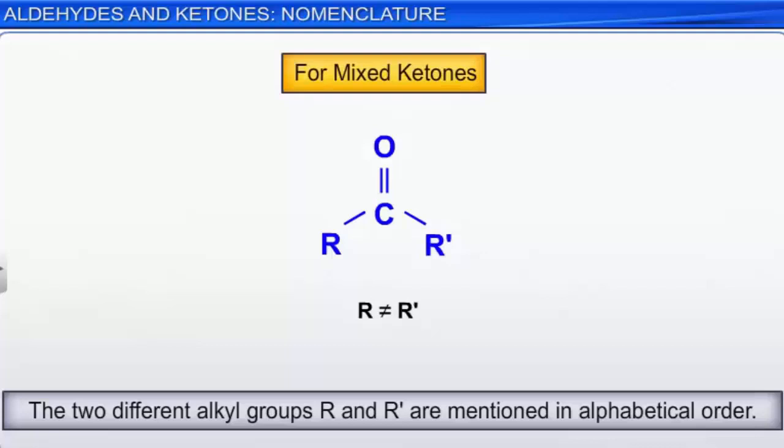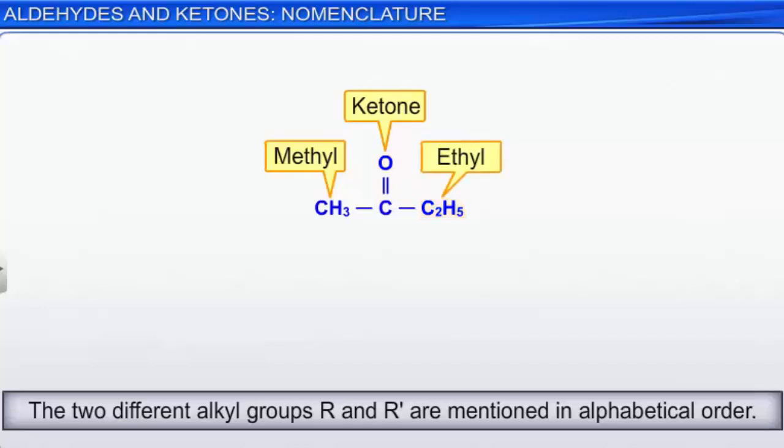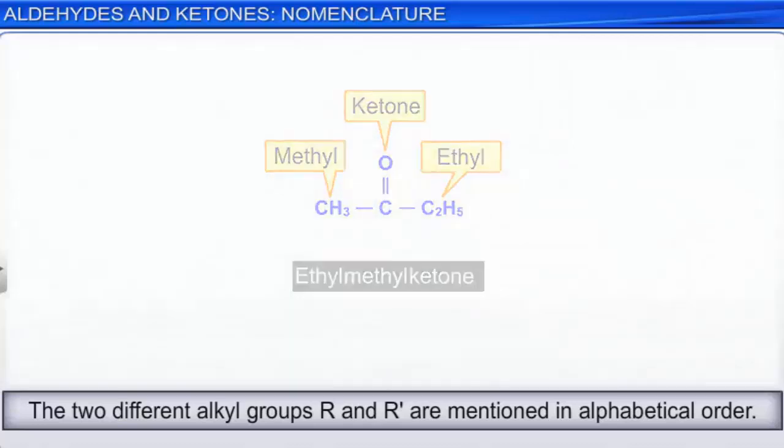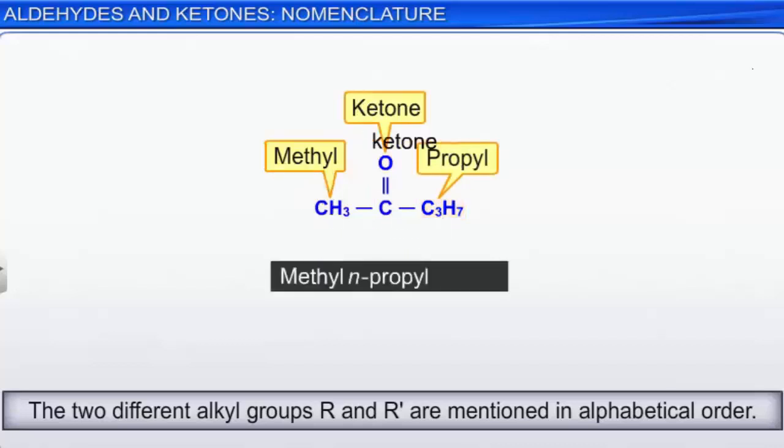In case of mixed ketones, the two different alkyl groups R and R' are mentioned in alphabetical order. For example, the compound CH3 C=O C2H5 is named ethyl methyl ketone. Similarly, CH3 C=O C3H7 is named methyl n-propyl ketone.